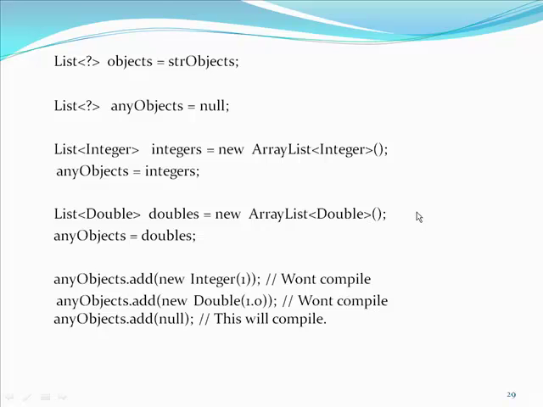The above code is trying to assign a list of integers and a list of doubles to the reference anyObjects. This is perfectly legal. Another strange thing to be considered is while adding elements into the collection. Since the type parameter for the reference anyObjects is a wildcard, no object can be added to the collection, not even java.lang.Object. The only exception is that only null can be added to this type of collection.